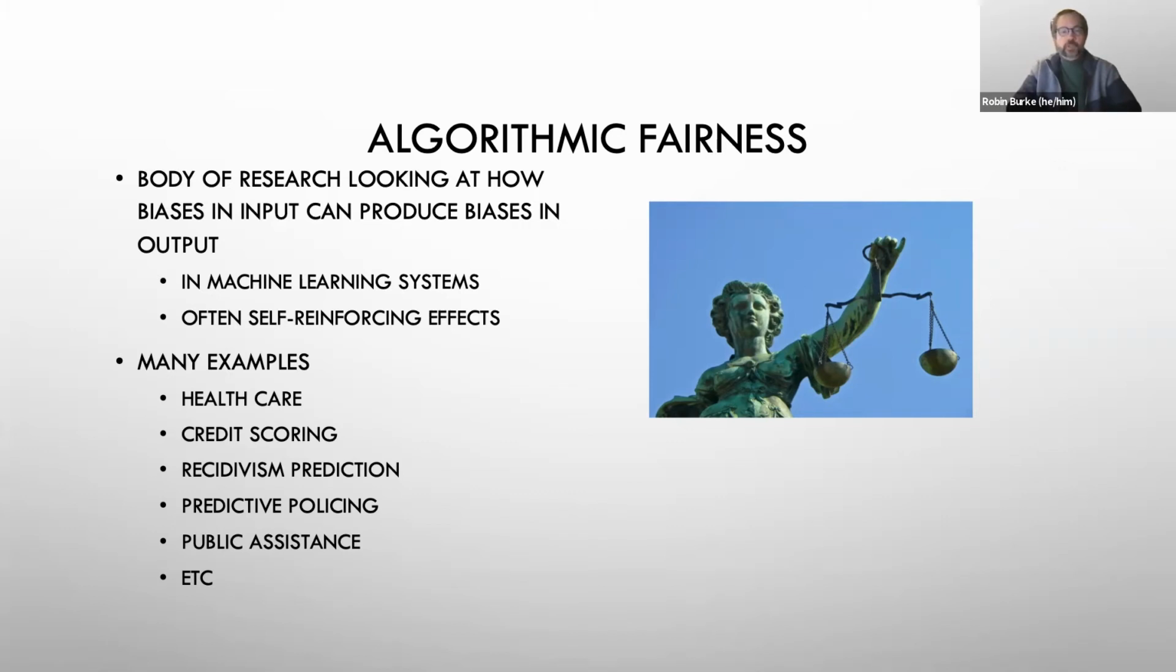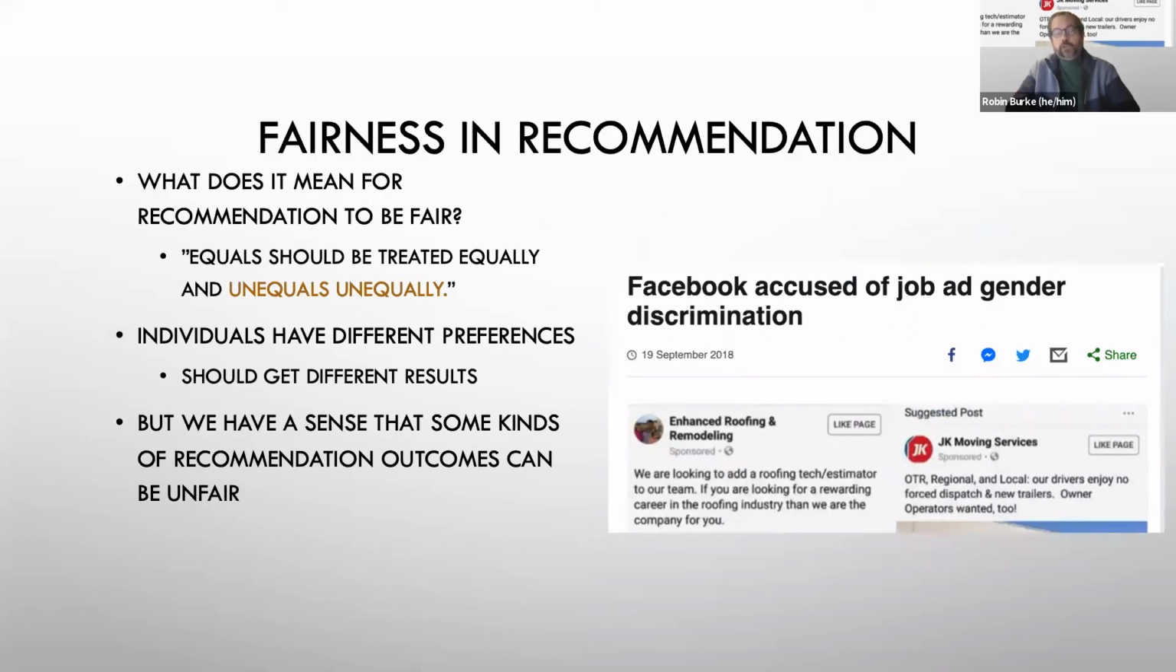So there are plenty of examples in healthcare, in credit, in the criminal justice system, in the provision of public assistance, et cetera. So this area has been studied for a while. And one part of my work has been to extend these ideas towards recommender systems. So the first question you might think about is, well, what does it mean for recommendations to be fair? Our basic idea, here's the quote from Aristotle about fairness: equals should be treated equally and unequals unequally. We have the sense in recommender systems, everybody is different, they're entitled to different preferences, so they should get different results. But some kinds of recommendation outcomes can be unfair.